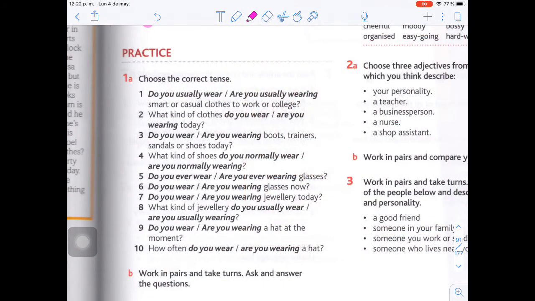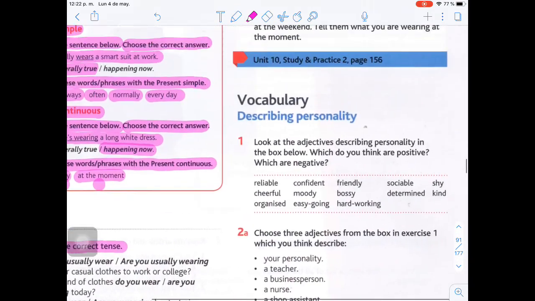Yeah. Okay, now let's go to the practice. In the practice it says, choose the correct tense. So we have the options in bold, and we have the sentence or the context from where we're going to choose if it is present simple or present continuous. So read carefully the sentence and make your choice. Okay, so I'd recommend you to do this exercise. It's very important for you to do it.